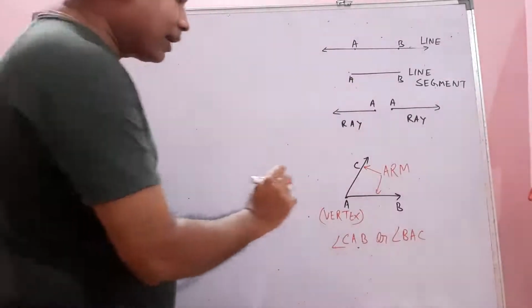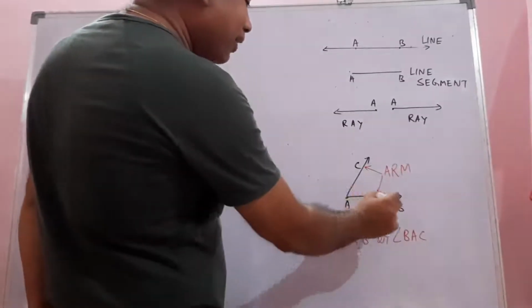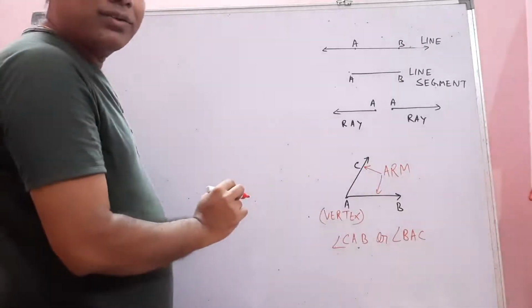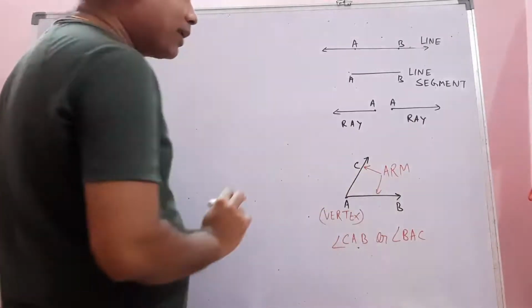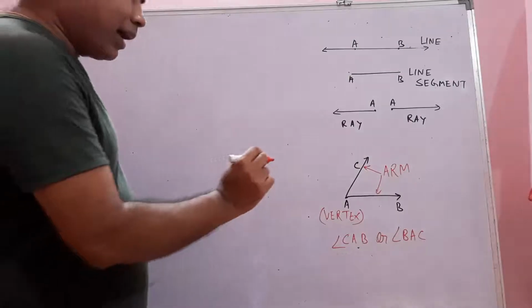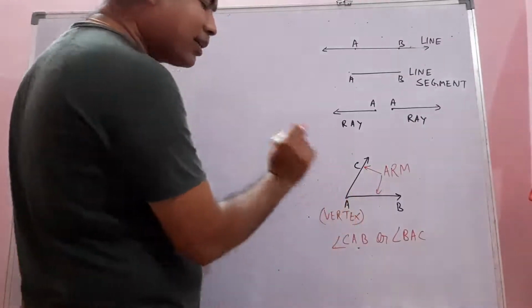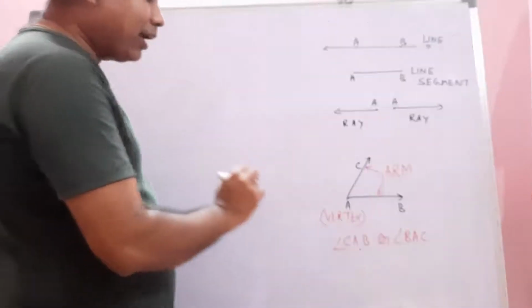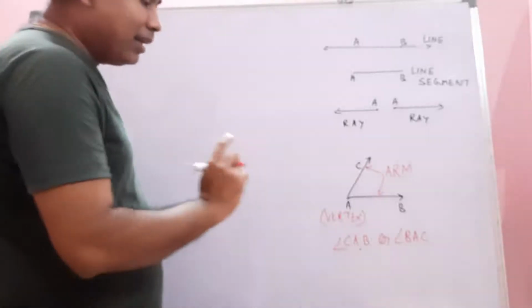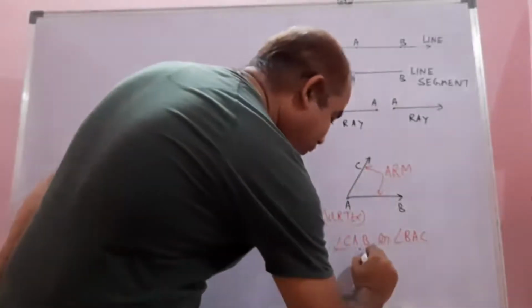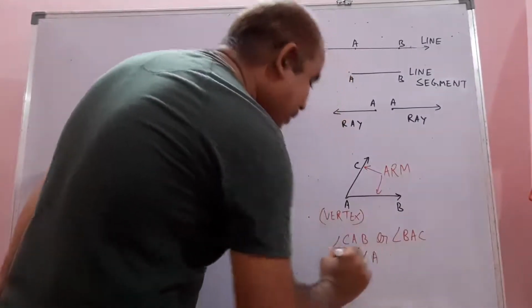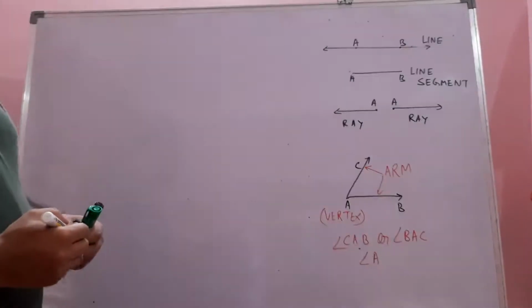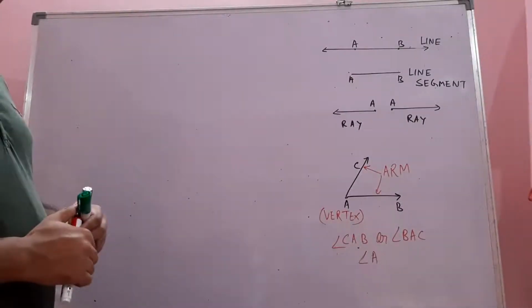But this angle you cannot name as CBA or BCA like that. So the C and B cannot be the second letter. Now suppose at point A there is only one angle at vertex A, then you can name it only with the vertex also. We can name it as angle A. Only the vertex can be used.